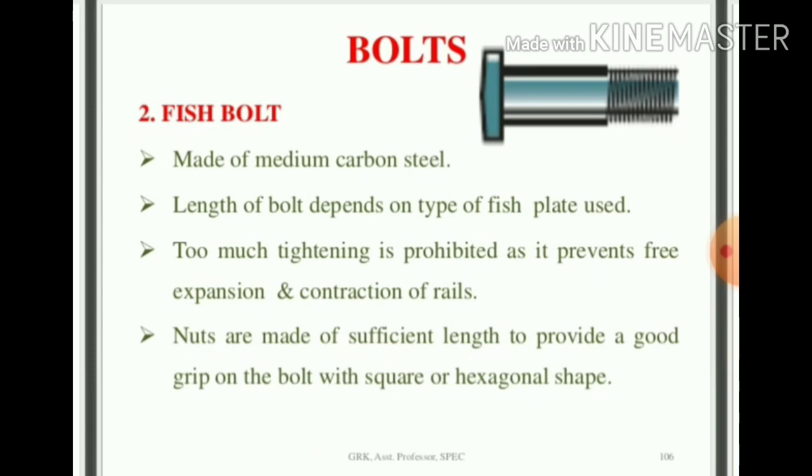Nuts are made of sufficient length to provide a good grip on the bolt, with square or hexagonal shape. Understand? So the nuts are also used in case of bolts. Here the nuts are made of sufficient length to provide a good grip on the bolt, with square or hexagonal shape.